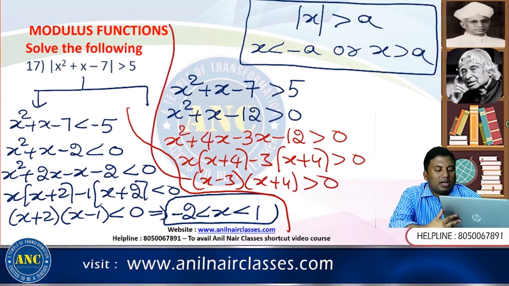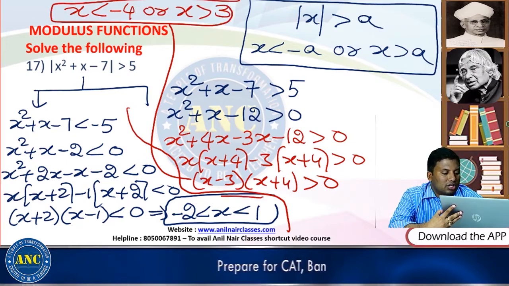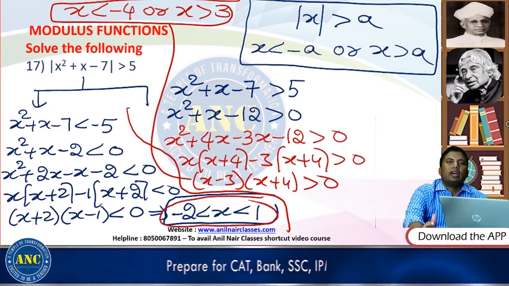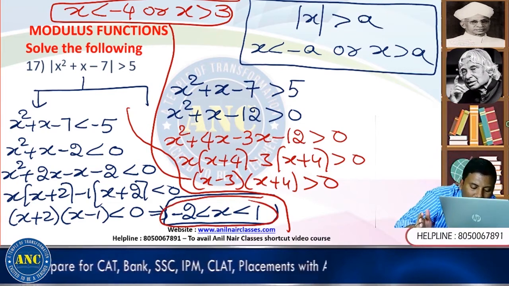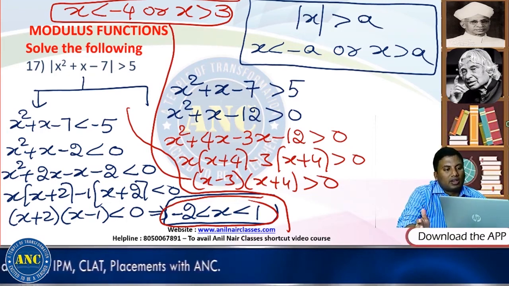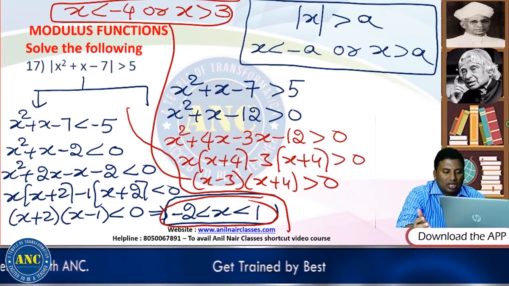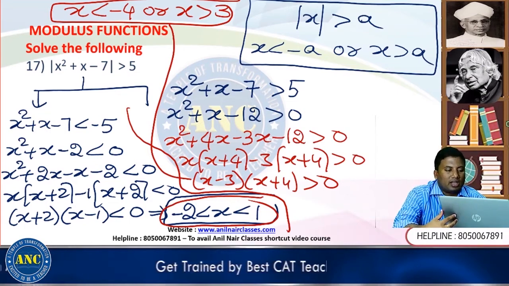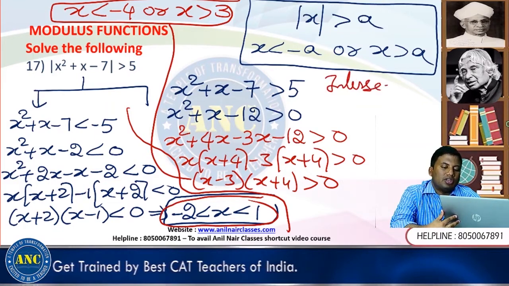Greater than means x is lesser than the lesser value, x is greater than the greater value. This and this intersection you have to take. Minus 2 less than x less than 1 means any value before minus 2, minus 1, 0. Minus 1, is it satisfying? Yes, that is satisfying. Check 0 whether it is satisfying. Intersection of these two values.